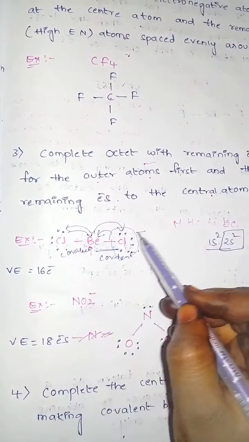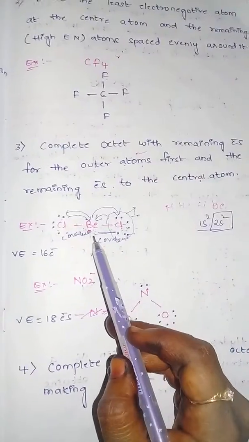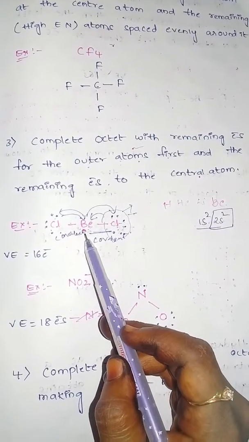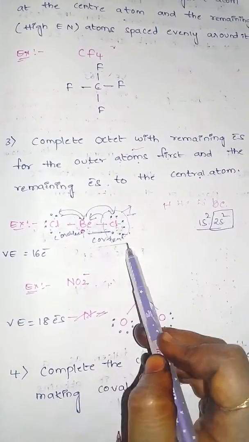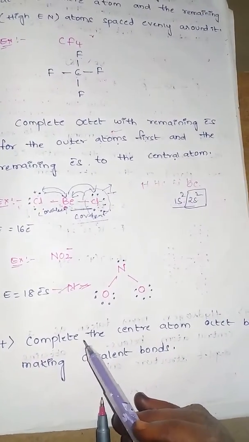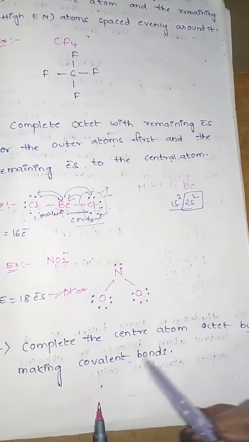Each chlorine attains an octet configuration. Here, mutual sharing of electrons takes place, which means a covalent bond. So what is the fourth rule? Complete the center atom octet by making covalent bonds.